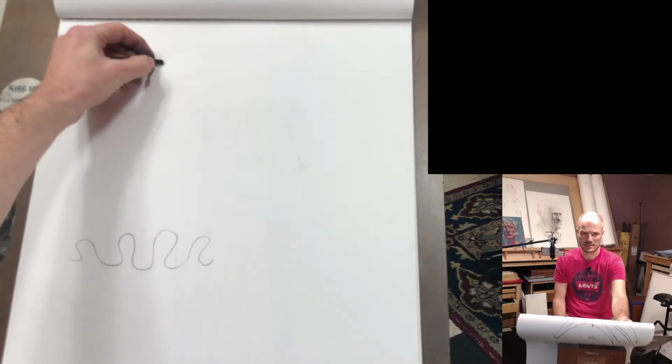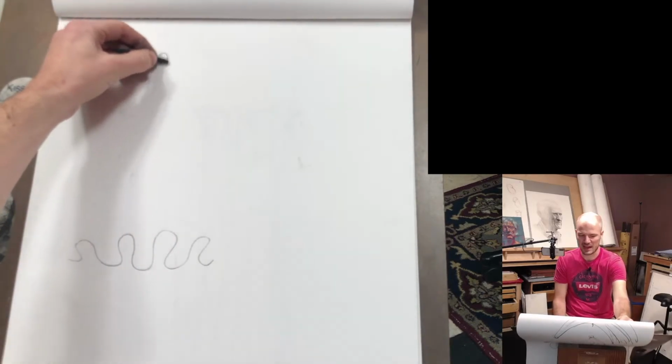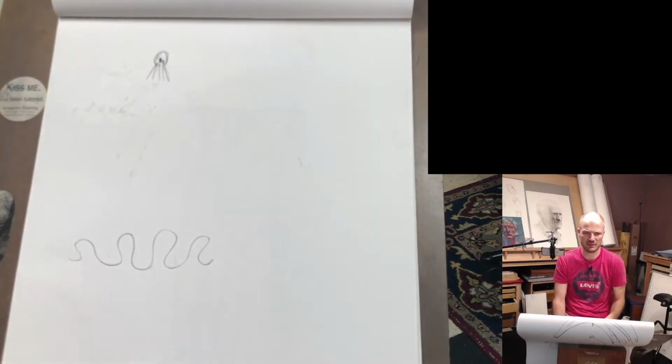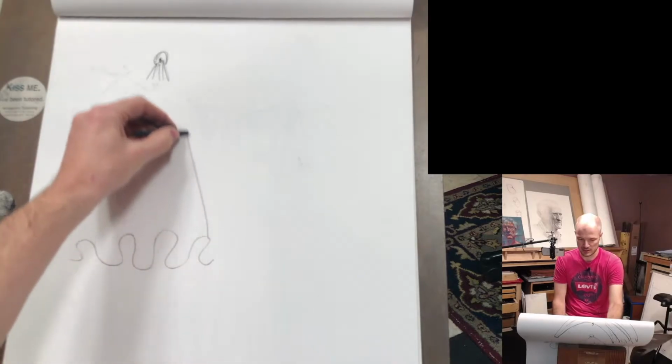Say my tension point is up there. I like to add a little loop, a little sense of some folds coming out of it. And then I just run these edges back.